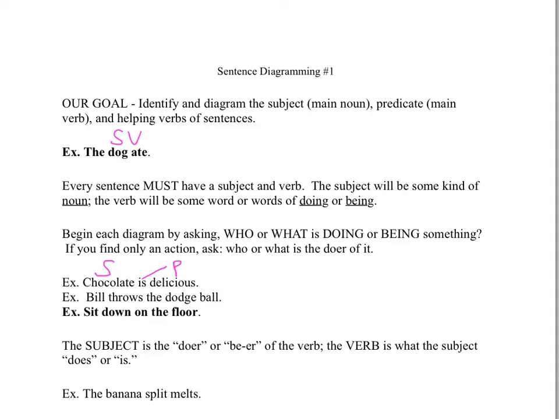Bill throws the dodgeball. Bill is the subject, throws is the predicate, dodgeball is what Bill threw, and that is called the direct object. We'll say it's a DO. Now look at this sentence. Sit down on the floor. Now, there's no subject here because it's a command. So the verb is sit, or the predicate. On the floor is a prep phrase. Down is an adverb.